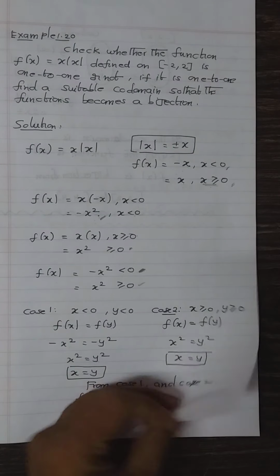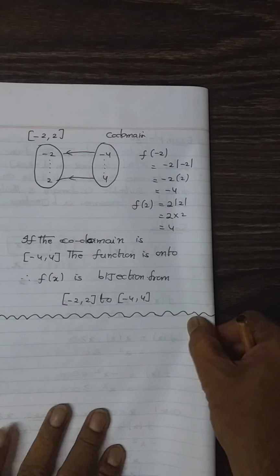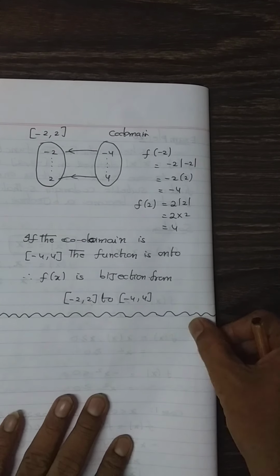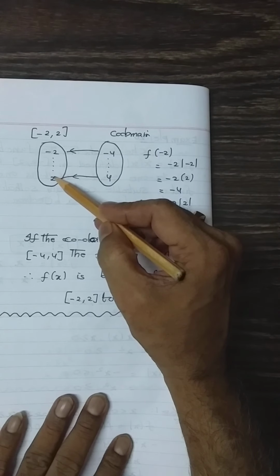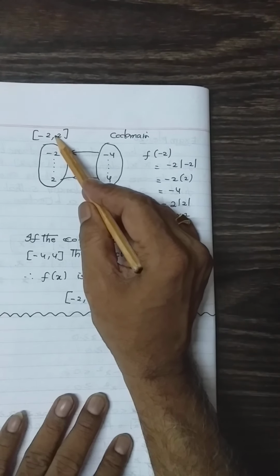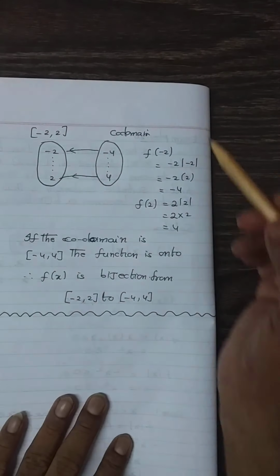So bijection, how will you prove this is bijection or not? Listen carefully students, this is very easy. We did example 1.19. See here, minus 2 to 2. In between so many values might be there, because this is an interval. 1 might be there, 0 might be there, 1.9, everything is there.